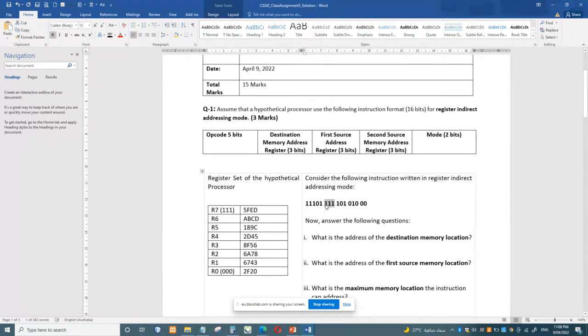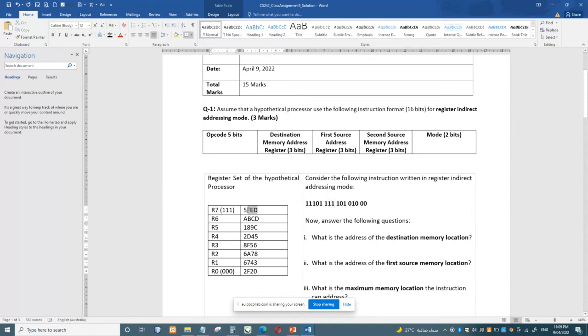This is the place where our final result will be stored, or does this register contain some address where our final value will be stored? Are you following what I'm saying? It contains the address where your final result will be stored. So register number 7 does not contain your final result. Register number 7 contains the address of a memory location, and that memory location will contain your final result. Are you understanding?